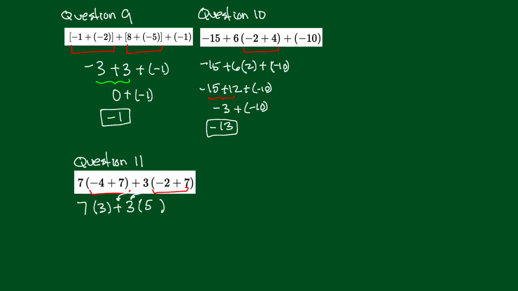And now I've got a multiplication by the order of operations. Multiplication, addition, multiplication. So do these multiplications first. So 7 times 3, 21, plus 3 times 5, 15. Now in addition, 21 plus 15 looks like 36.